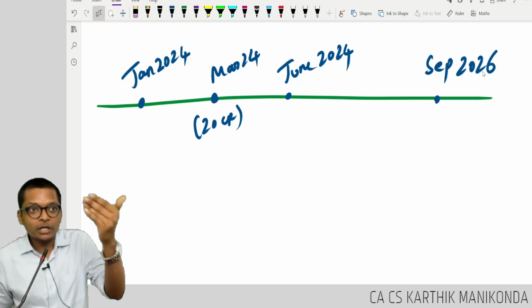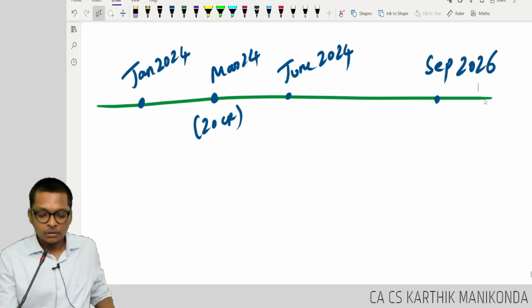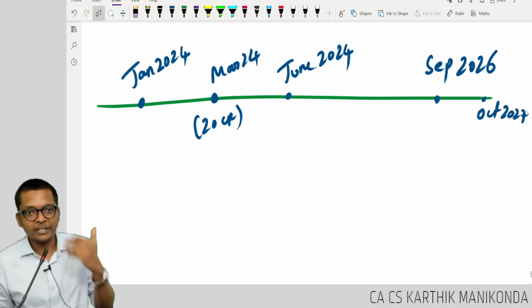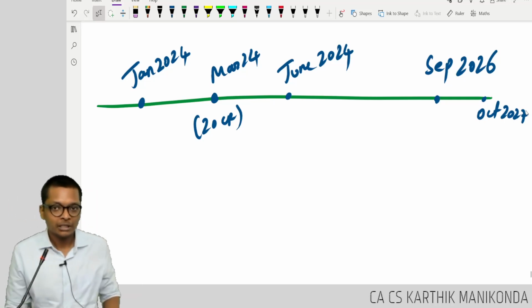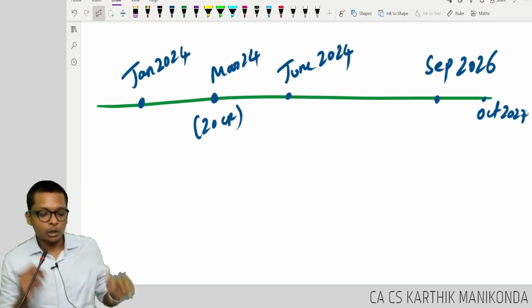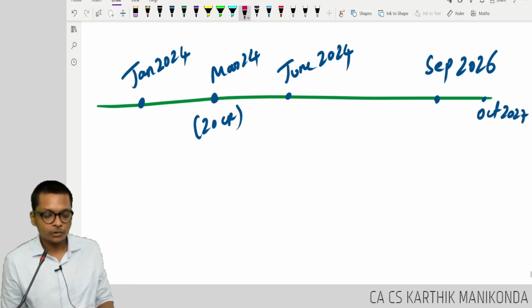He moved into the house, let's say, in October 2027, after one year. After he got married only, he moved into the house. This is the timeline of the house. Are you following, guys? Okay.